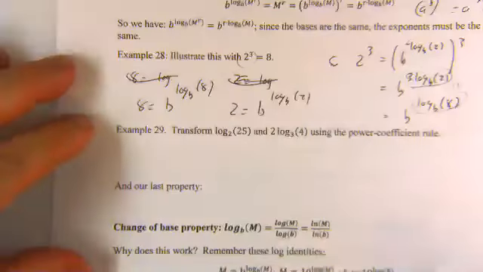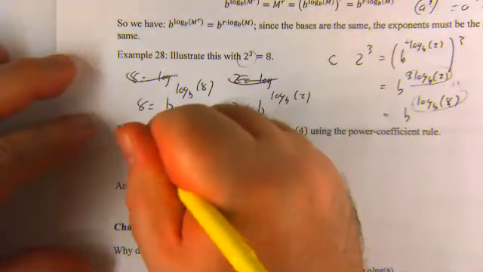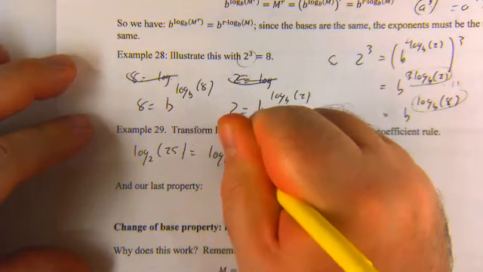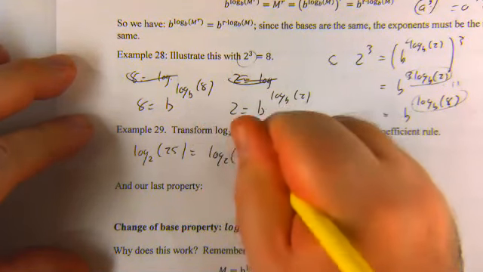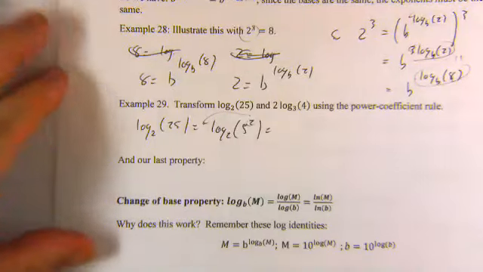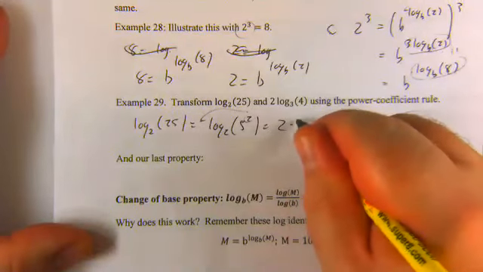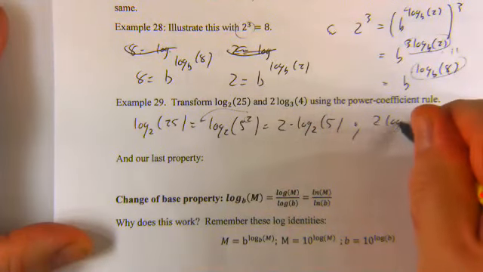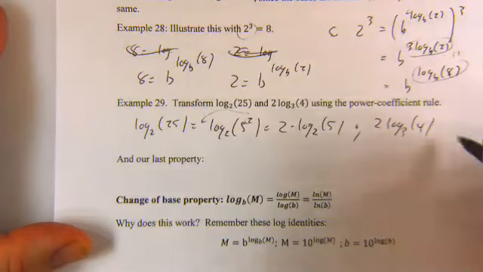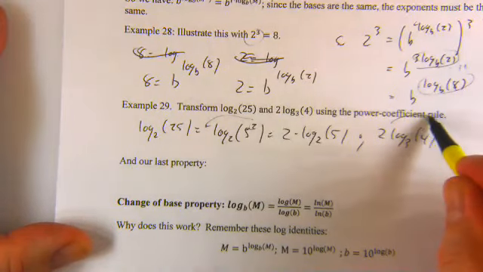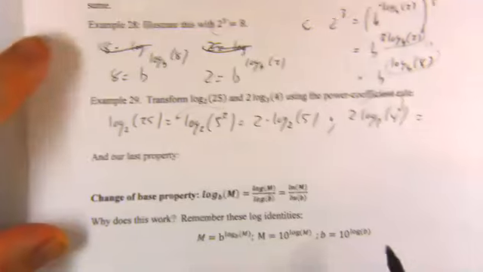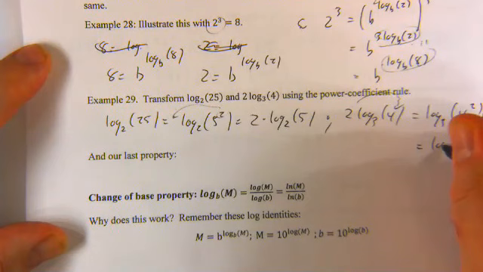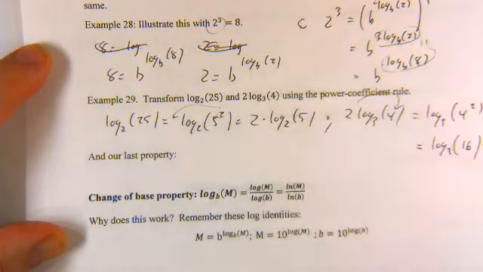So log base 2 of 25. We know that 25 is 5 squared. We can take the 2 and put it out front as a power. So we get 2 times log base 2 of 5. And 2 log base 3 of 4, what's that equal to? Well, we can take the 2 as a coefficient, so we can put it in as a power. And so we get log base 3 of 4 squared, which is 16.